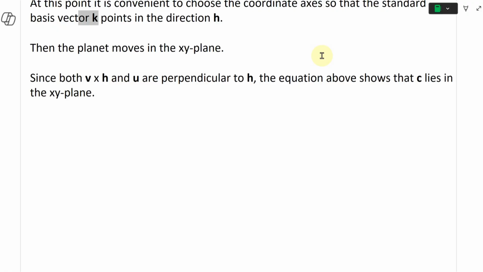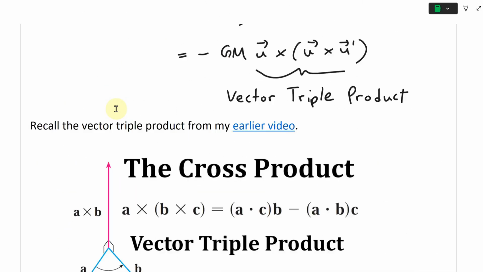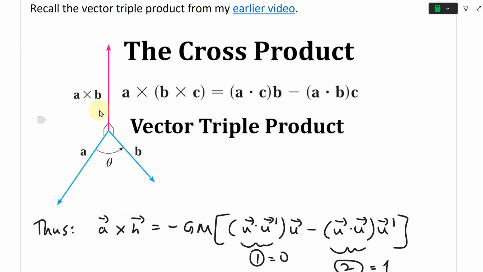And now I will illustrate this. First of all, note that v cross h is just a basic cross product. This is perpendicular to both of the vectors that comprise it, so perpendicular to both v and h. So, for example, recall the cross product: a cross b is perpendicular to both a and b.